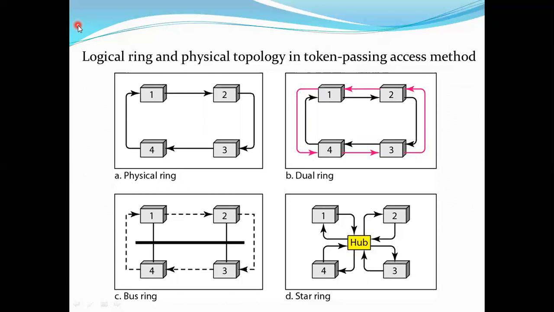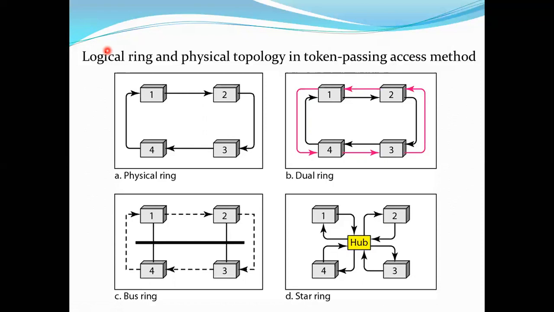Another very important one is called token ring. In token ring, what happens? The stations in the network are organized into a logical ring.